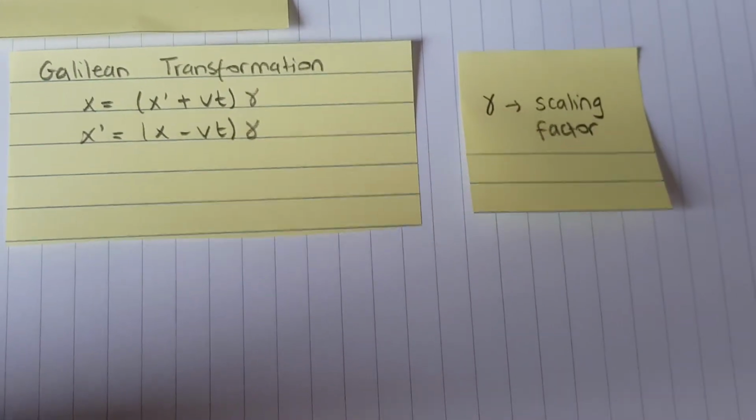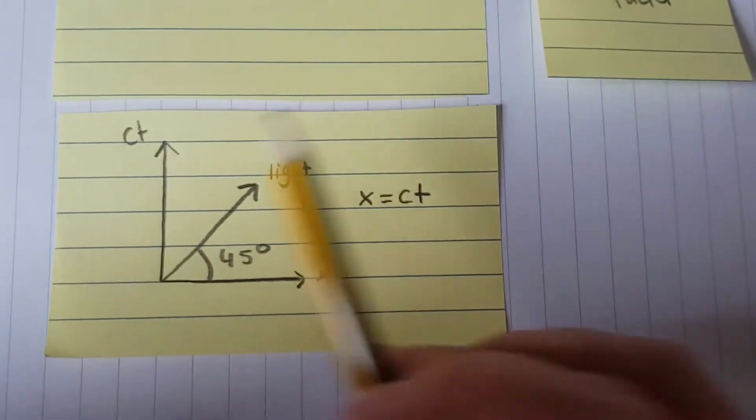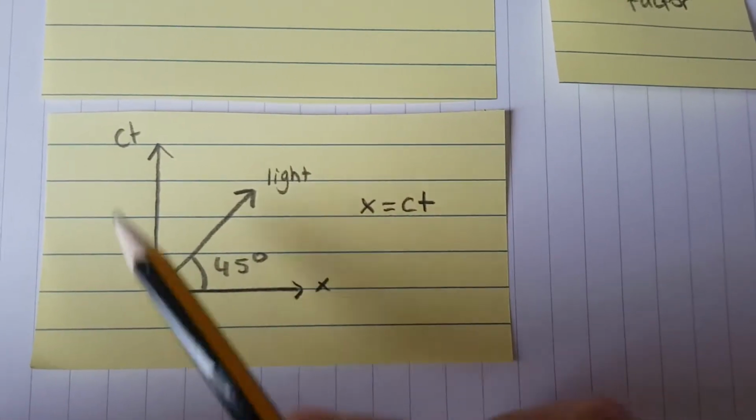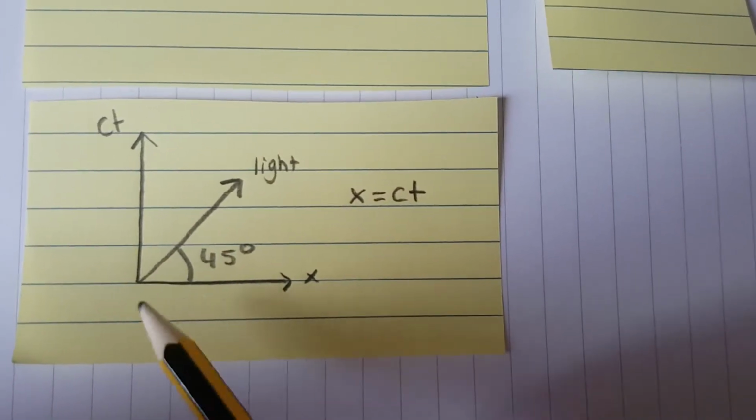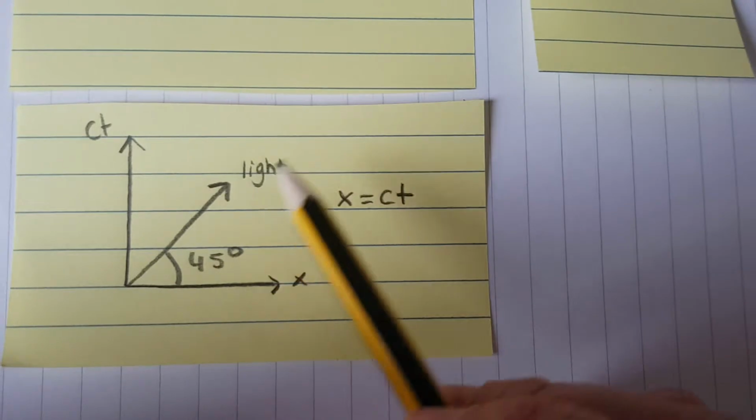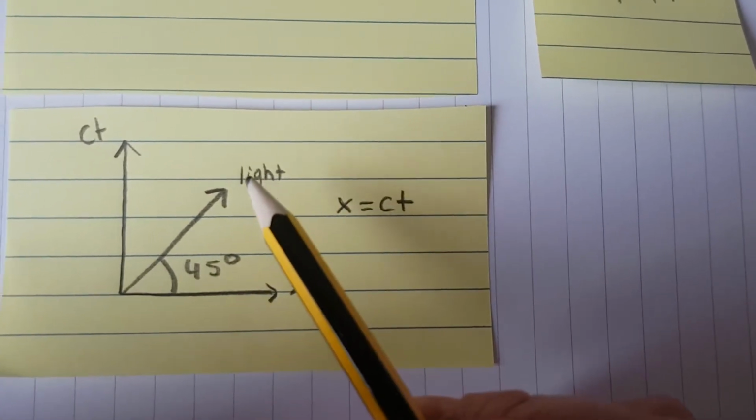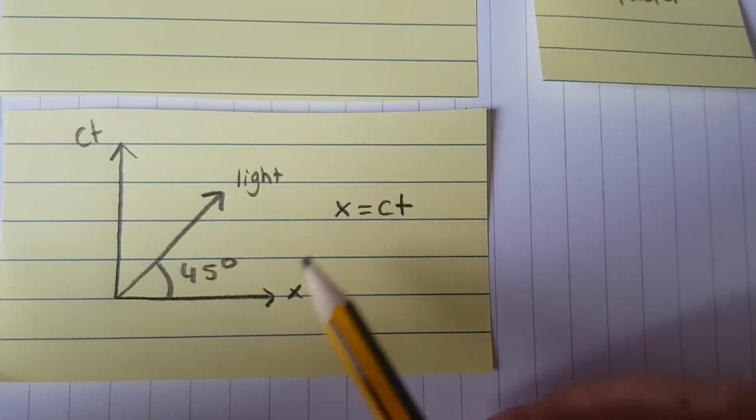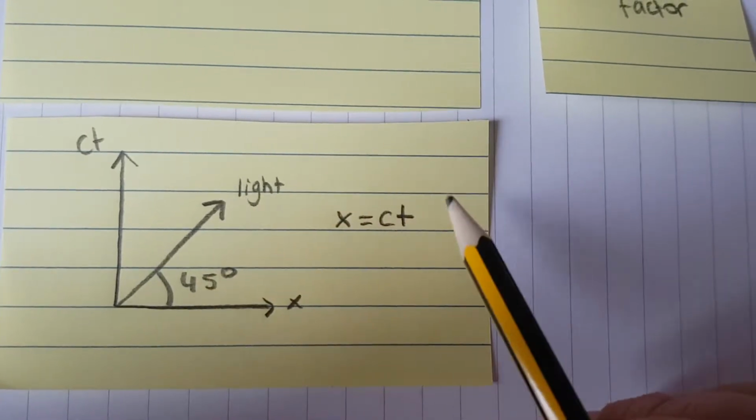Okay, the next thing you need to know is this. If you have this diagram here with ct on the y-axis and the distance, or x, on the x-axis, light is going to be at 45 degrees, and this is ct over here, light. So you have the equation x is equal to ct, because it's at exactly a 45 degree angle. So this line has this equation.